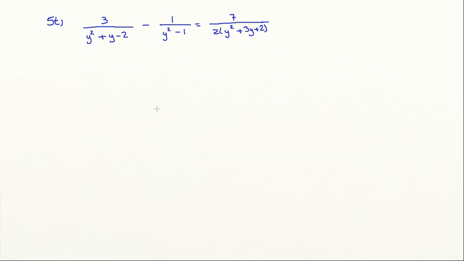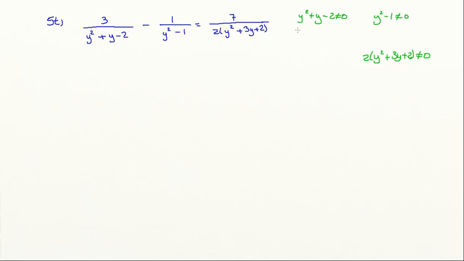Part 5t. 3 over y squared plus y minus 2 minus 1 over y squared minus 1 equals 7 over 2 times y squared plus 3y plus 2. Let's first find our extraneous roots.